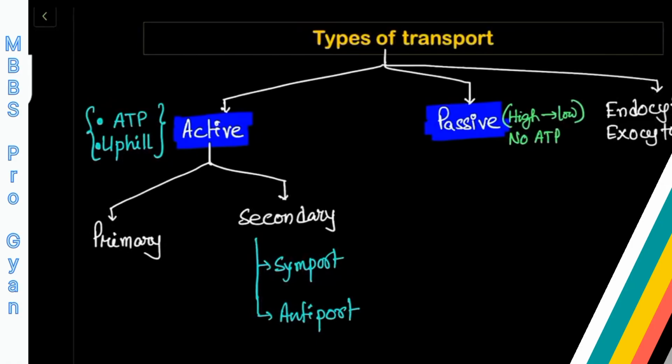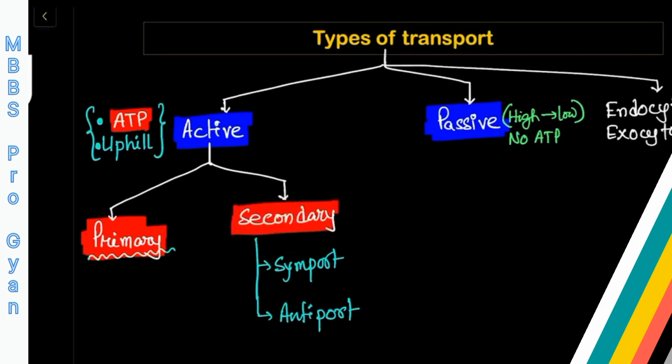Now first look at primary active transport. Remember, in books it will be written that primary active transport means when the energy utilization is direct, when the ATP use is direct. And when the adenosine triphosphate use is indirect, that is known as secondary active transport. So you have to understand the meaning of this direct use of energy and indirect use of energy for primary and secondary active transport respectively.